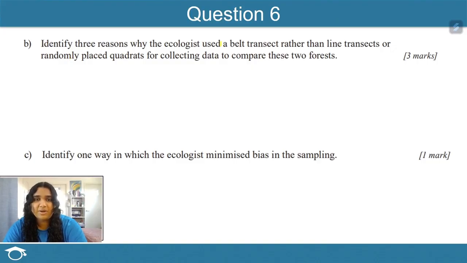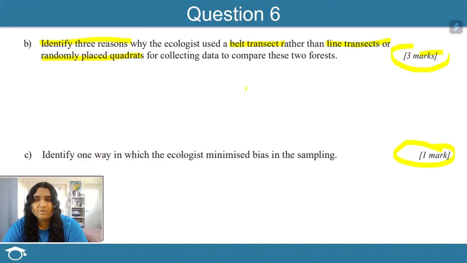Alrighty, here is part B and C of the same question. Identify 3 reasons why the ecologist used a belt transect rather than line transects or randomly placed quadrats for collecting data to compare these 2 forests. And part C, identify 1 way in which the ecologist minimized bias in the sampling. Now this is a 3-mark question and a 1-mark question here. And we've got identify 3 reasons. Pretty easy to work out where these marks are coming from. It's 1 mark per reason that you state. And then identify 1 way in which bias was minimized. That's also just 1 mark per question.